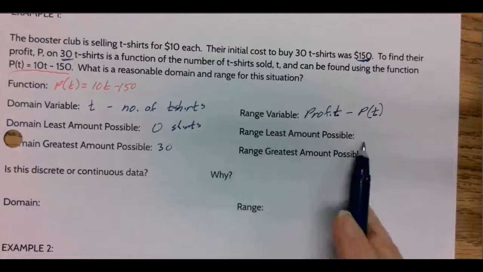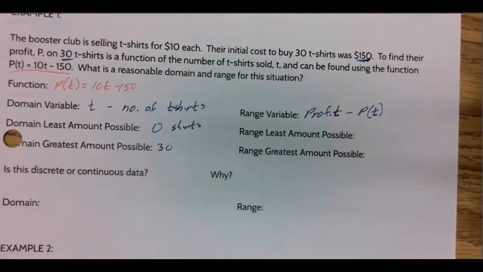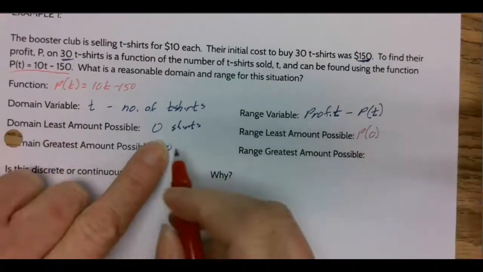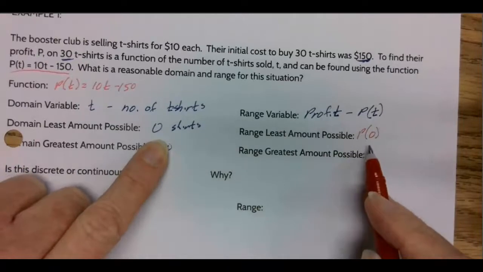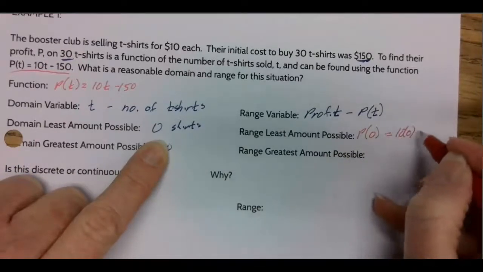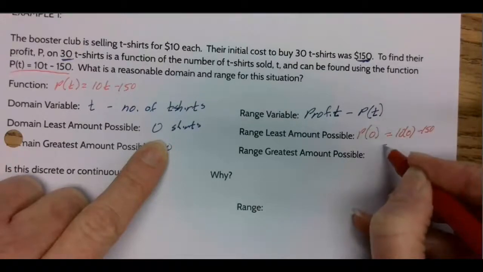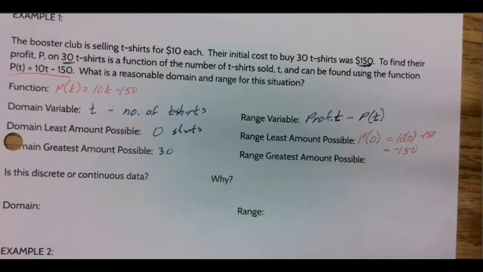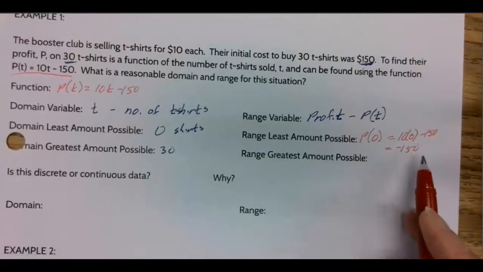But when it comes to the range, we actually have to find it by plugging it in. So to find the range, I'm going to take the function and find P of 0. That's my lowest domain, so I'm going to find my lowest range. I plug in 0. I get 10 times 0 minus 150, and I get negative 150. That's the lowest. Let's hope that doesn't happen.